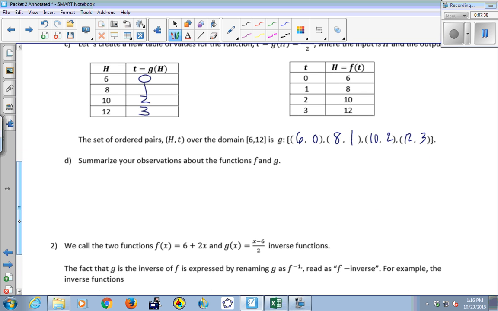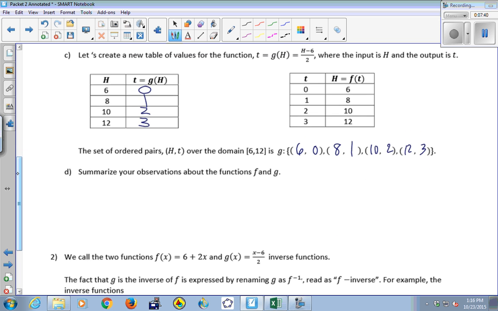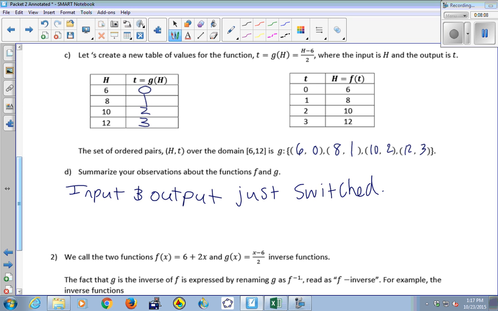All right, so what do you notice about f and g? Here's f, my original function. Here's g, where I solved for the other variable. What do you notice about their tables? Yeah, their variables are just inverted. So the input and output just switched. Which normally we would call x and y, but in this case we were calling them t's and h's.